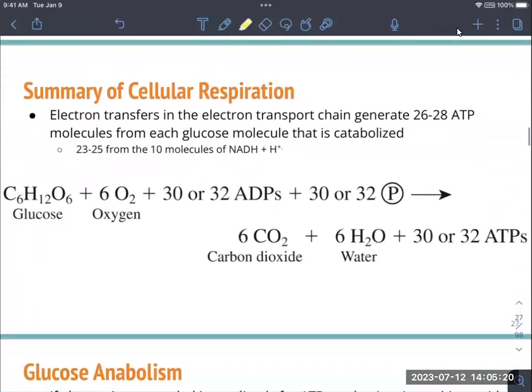So we start with this one glucose molecule. It takes 6 hydrogen atoms. We can make 30 to 32. We take 30 to 32 ADPs and 30 to 32 phosphates. Our end product, 6 carbon dioxides, 6 water molecules, and 30 to 32 ATP for 1 glucose molecule.